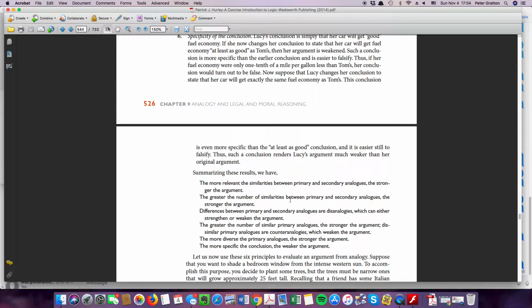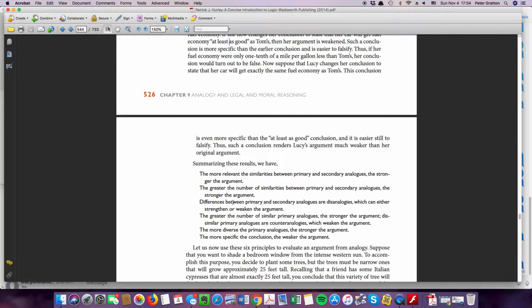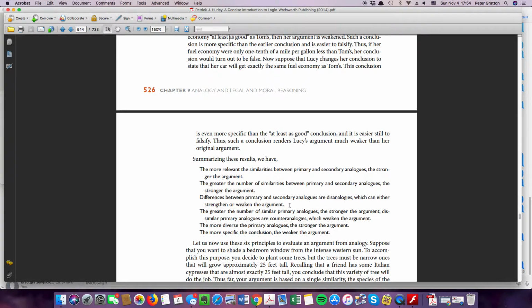The greater the number of similarities between primary and secondary analogs, that is, the number of similarities between Tom's car and her car, the stronger the argument. The greater the differences between the primary and secondary analogs are disanalogies, which can either strengthen or weaken the argument, right? So we can have Luke is driving in such a Tom. I keep thinking Luke.